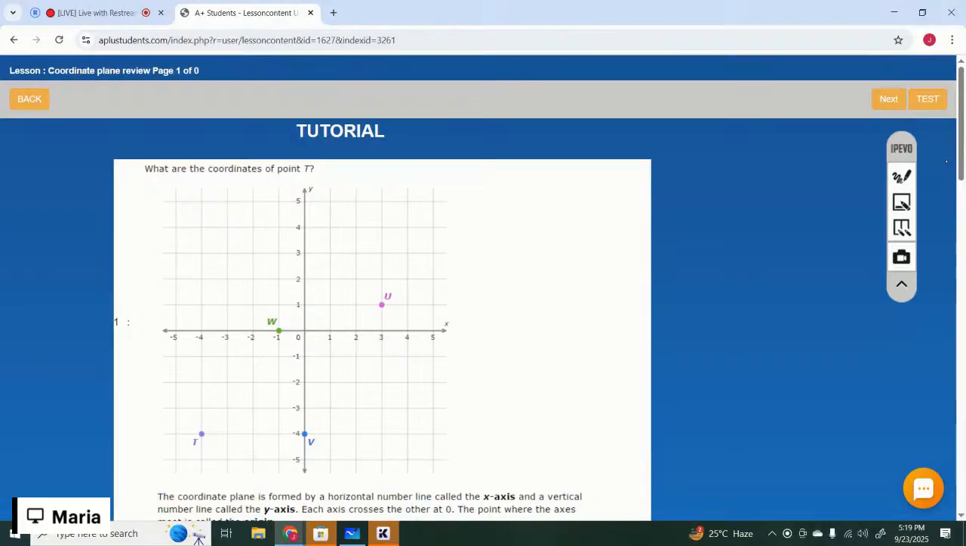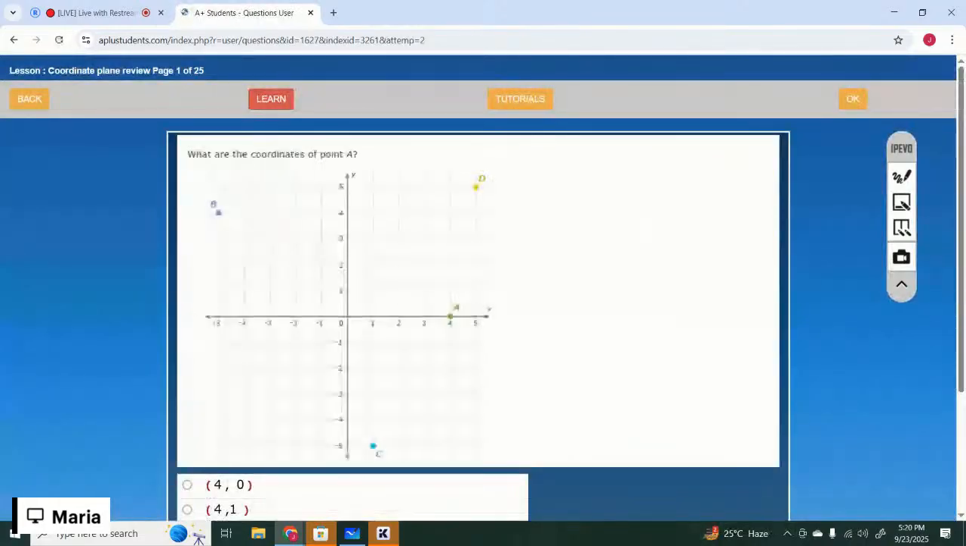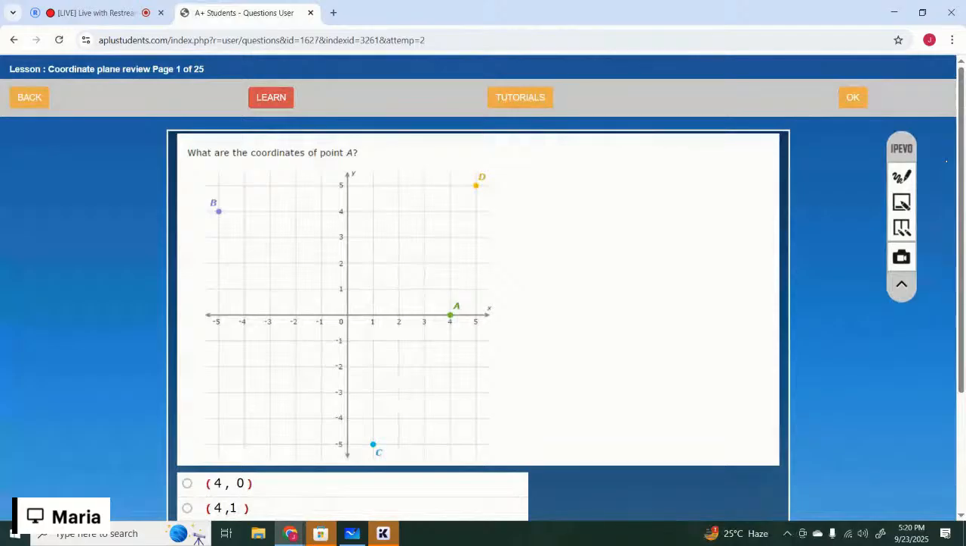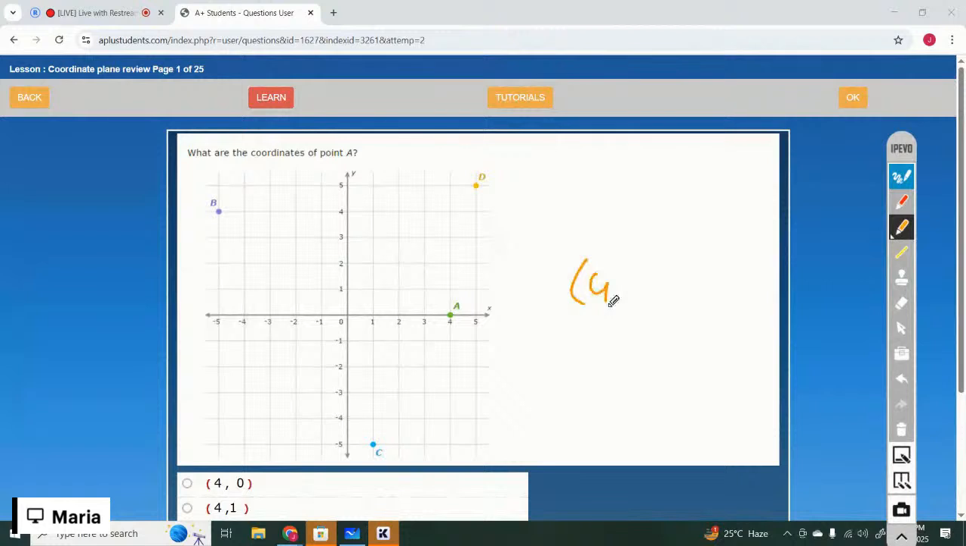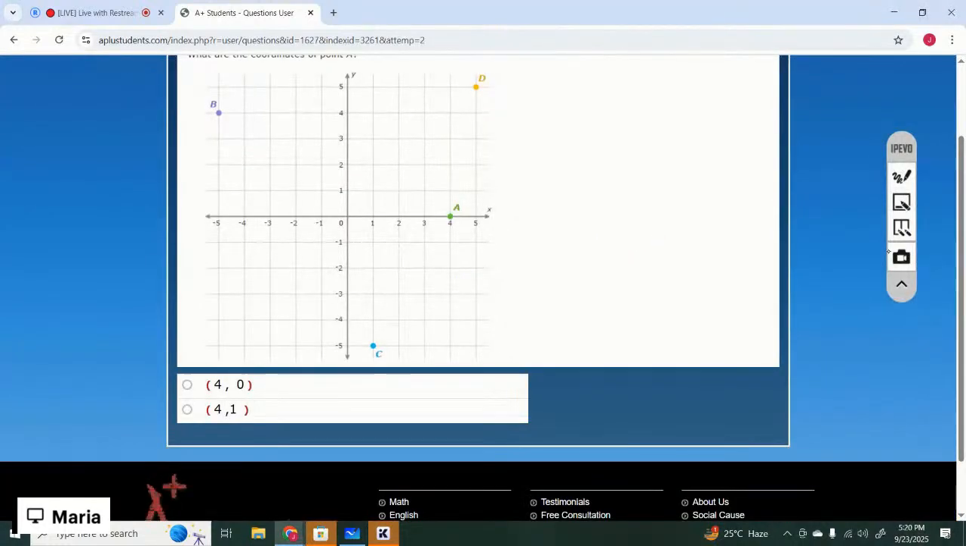Let's just start with the test questions. What are the coordinates of the point A? Here is point A. A is on the x-axis. When we have a point that is on the x-axis, the y component would be 0. And A is at 4, so the coordinates are 4 and 0. Remember, option 1 is the correct option, that is 4 and 0.